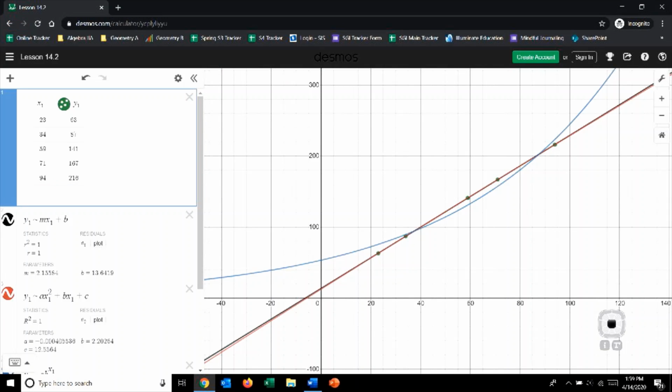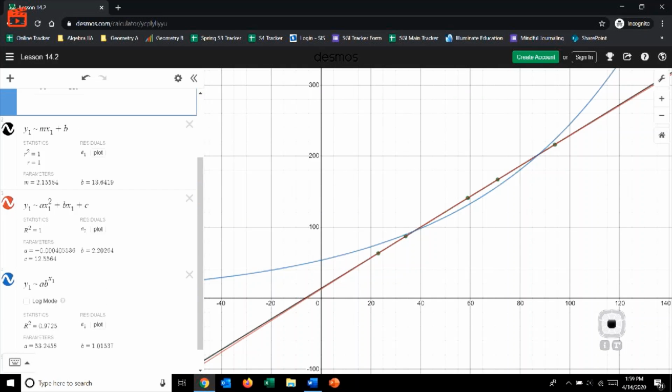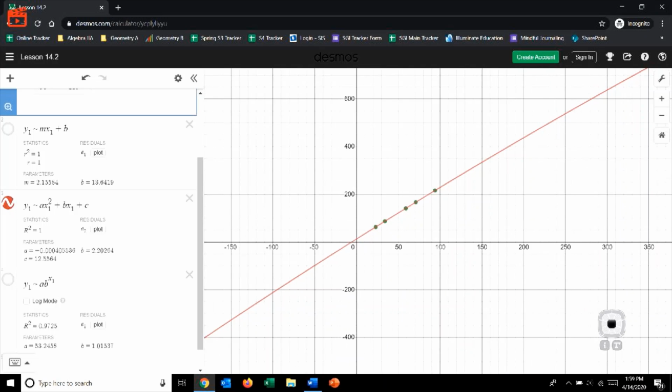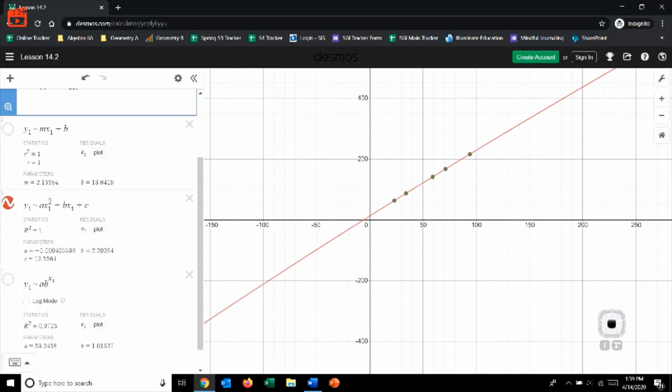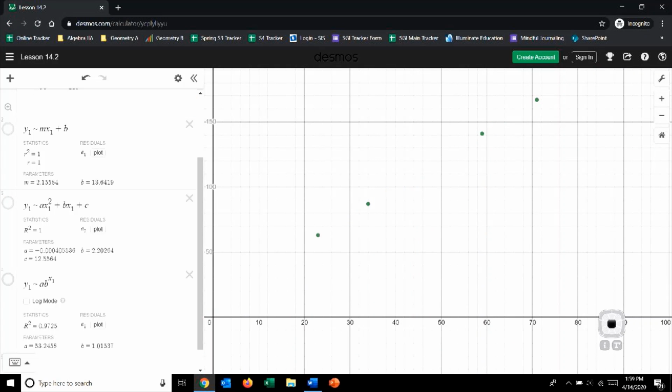Okay, if we look at our R-squared values, let's start with the linear. Now, all points fit in a linear line. So this one is most likely going to be linear. If we look at our parabola, we do notice that all points are on the parabola, but honestly it looks more like a linear. And if we look at the exponential, that one doesn't work as well. So for this one, I would say it is the linear.